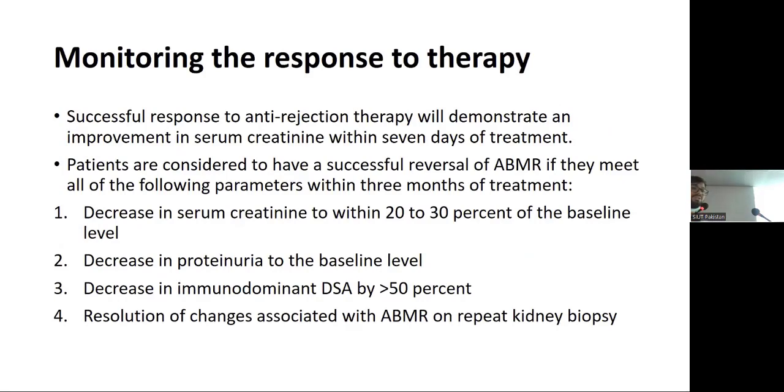Now, monitoring the response: a patient with successful anti-rejection therapy will demonstrate improvement in serum creatinine within 7 days of treatment. And the patient is considered to have successful reversal if the following occur within 3 months of the treatment: a decrease in serum creatinine to within 20 to 30% of the baseline, a decrease in proteinuria, a decrease in DSA by more than 50%, and resolution of changes on repeat kidney biopsy.